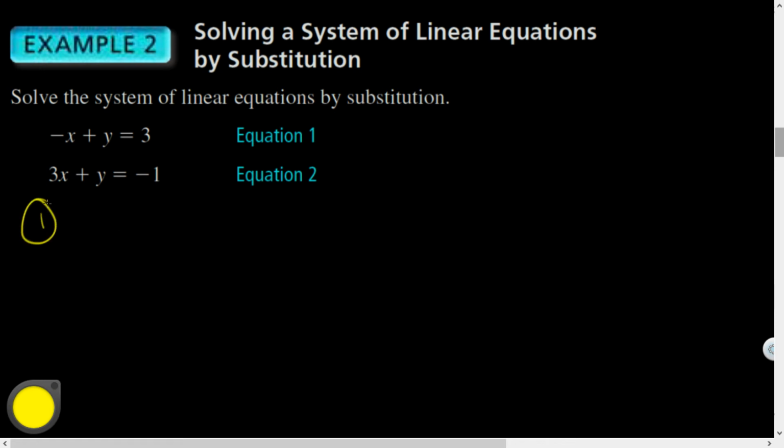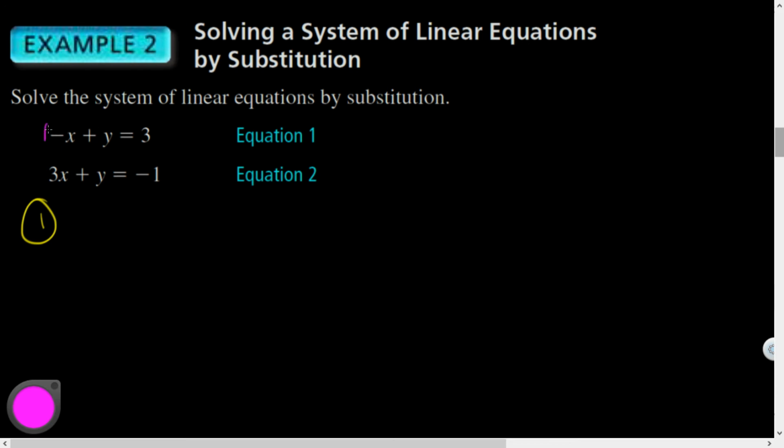Finally, we get to do step 1. What is step 1? Solve one of the equations for one of its variables. So let's see if we can do some targeting. Should I solve for this? No, that would be a bad choice. The reason, Cameron, I'm not solving for this x is because in doing so, at some point I'd have to divide, which is going to create fractions.